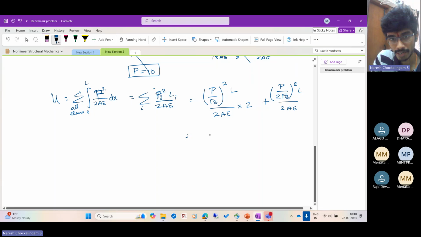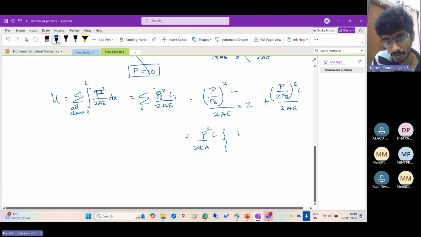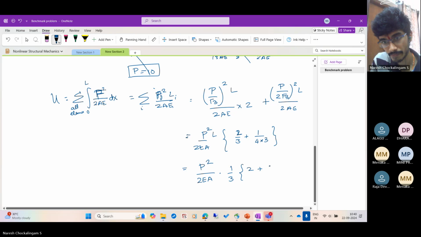So take 1 by 2AE out, and take P square out. L also you can take out. So it is 1 by 3 plus 1 by 4, 4 into 3 into 2. Yeah, 1 by 3 into 2 plus 4 into 3. So take 3 also out. So you get P square by 2EA. You get a 1 by 3 out. So you get 2 plus 1 by 4.